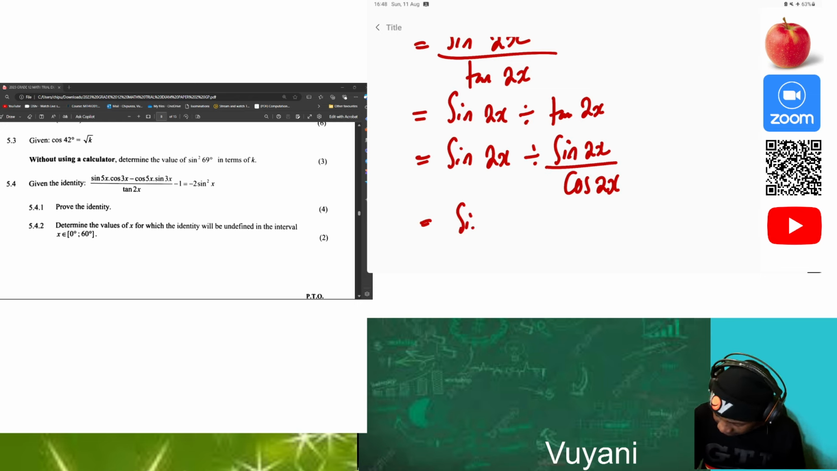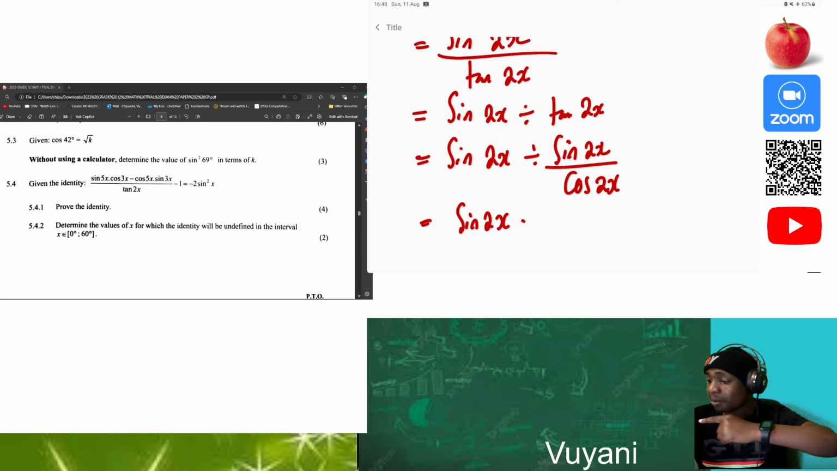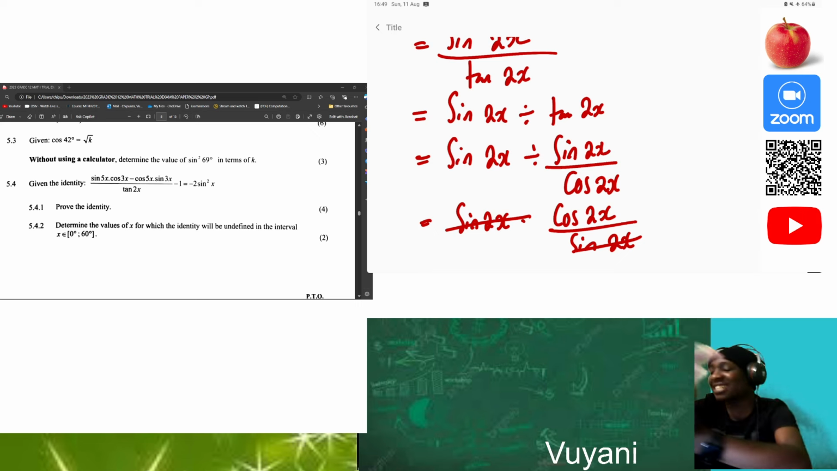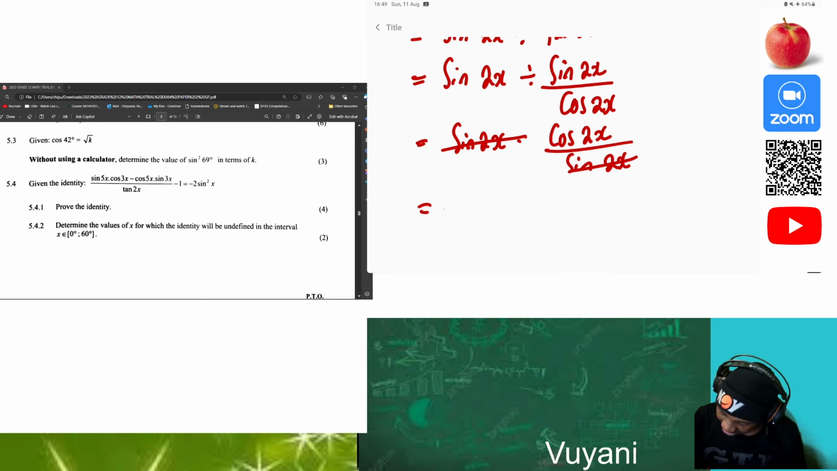This will be equal to sine of 2x multiplied, because now we are dividing, so that will give us a reciprocal, times cos of 2x all divided by sine of 2x. Then of course this and this are the same, so they cancel each other. Then we are left with only cos of 2x on the left hand side.